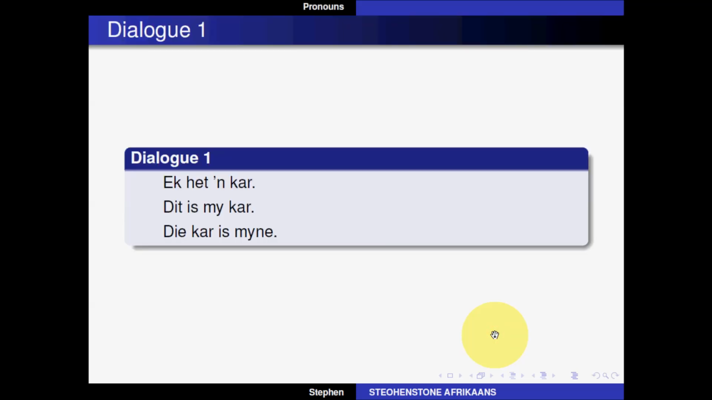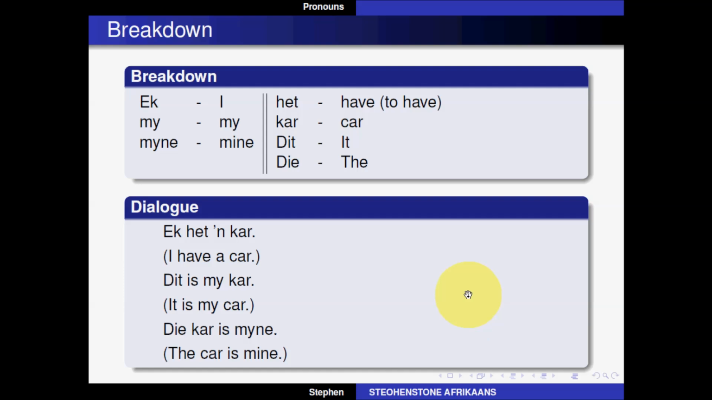So the first dialogue is as follows. Ek het 'n kar. Dit is my kar. Die kar is myne. So we have three sentences that are essentially saying the same thing but in different ways, emphasizing the use of pronouns. So let's have a look at this. Let's look at the breakdown.